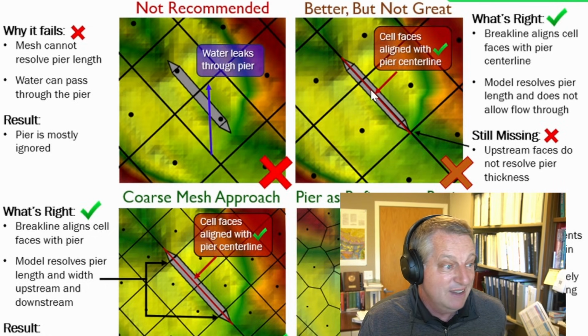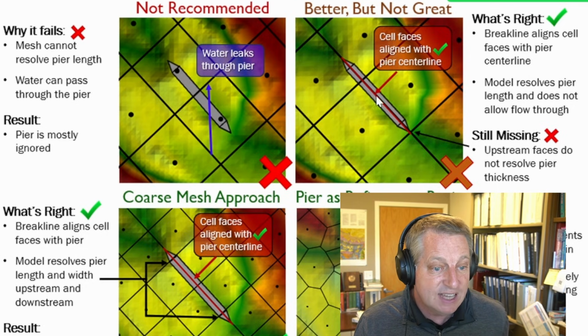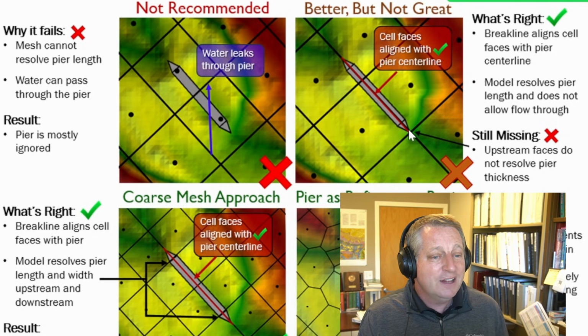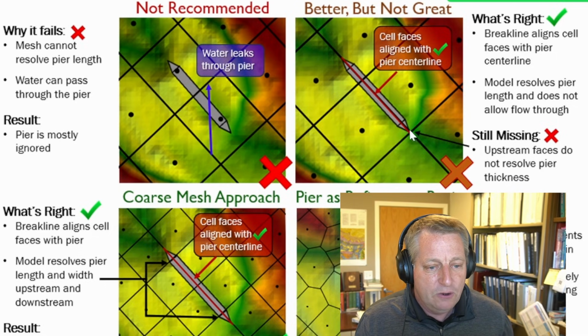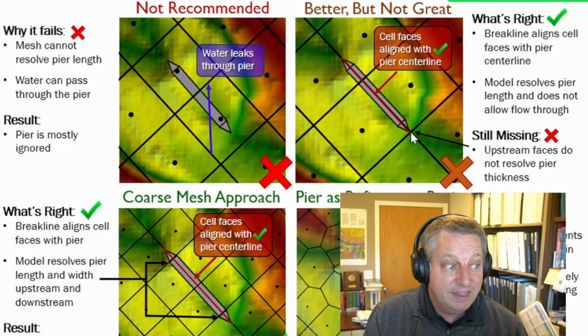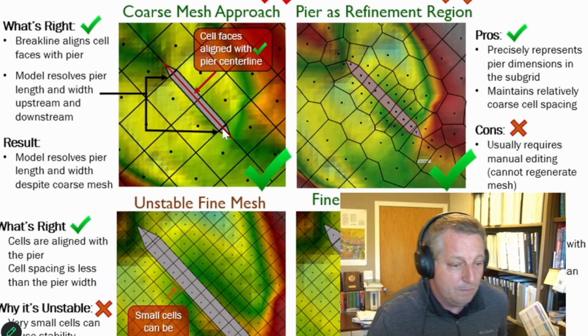This actually isn't bad. This is fine. Basically, if you enforce this with a break line, now you have a center line going through your pier. The model is still going to see most of the pier. But what's going on at the pier nose? Does it see the pier width here? It doesn't. And so it's actually going to miss the width going in this direction. So this actually works out really well.